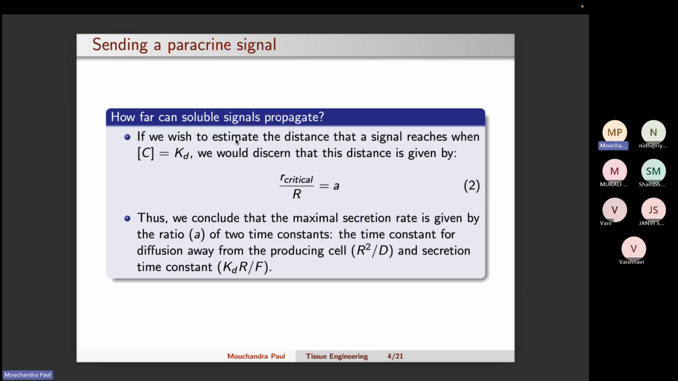Now, if we estimate the distance that a signal reaches when C is equal to Kd, what does this condition mean? It means that a point has arrived where the concentration of the growth factor released by the signaling cell is equivalent to how many of these growth factor molecules can bind with the receptors. When these two become equivalent, you get a critical distance, meaning at that distance you get an optimal level of signaling in the target cell.